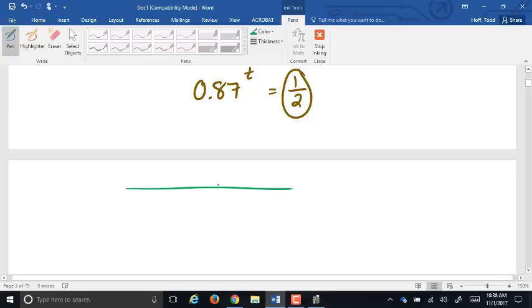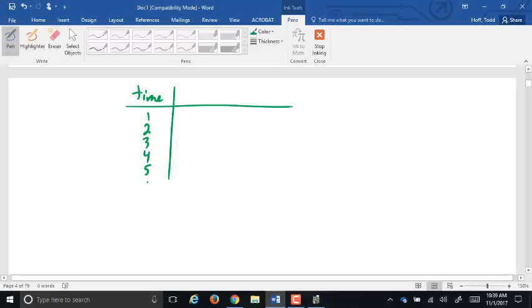So you can construct a table. Time, 1, 2, 3, 4, 5, and on up. And then we're going to just do the factor here. Now, I'm not going to start out at 1. I'm going to probably skip up to like number 5. So let's do number 5. 0.87 to the power of 5. What does that give us?